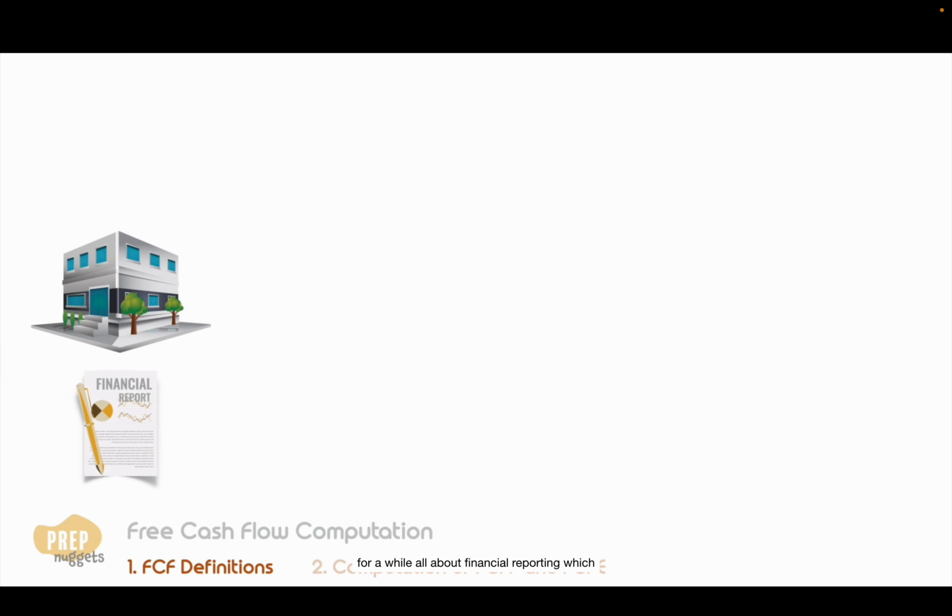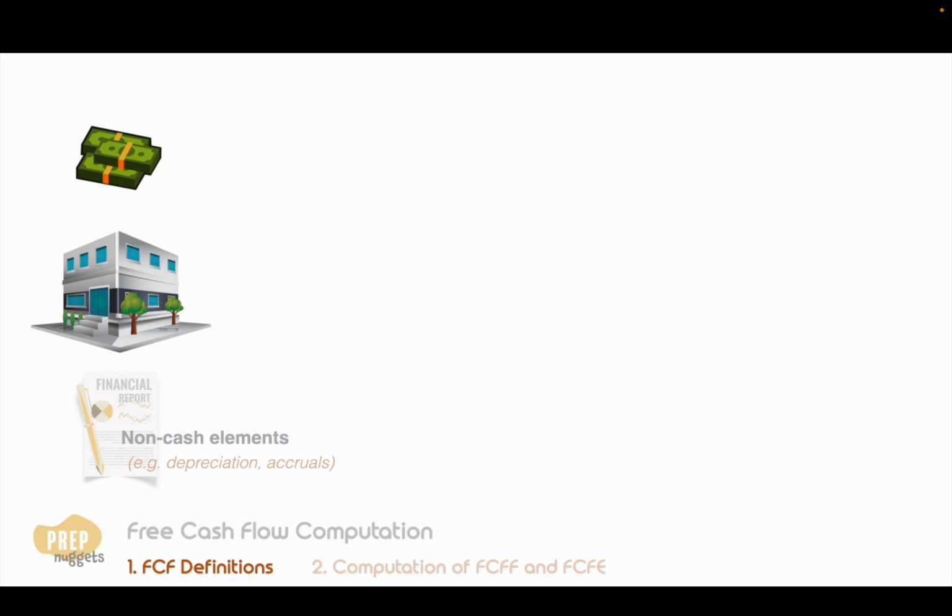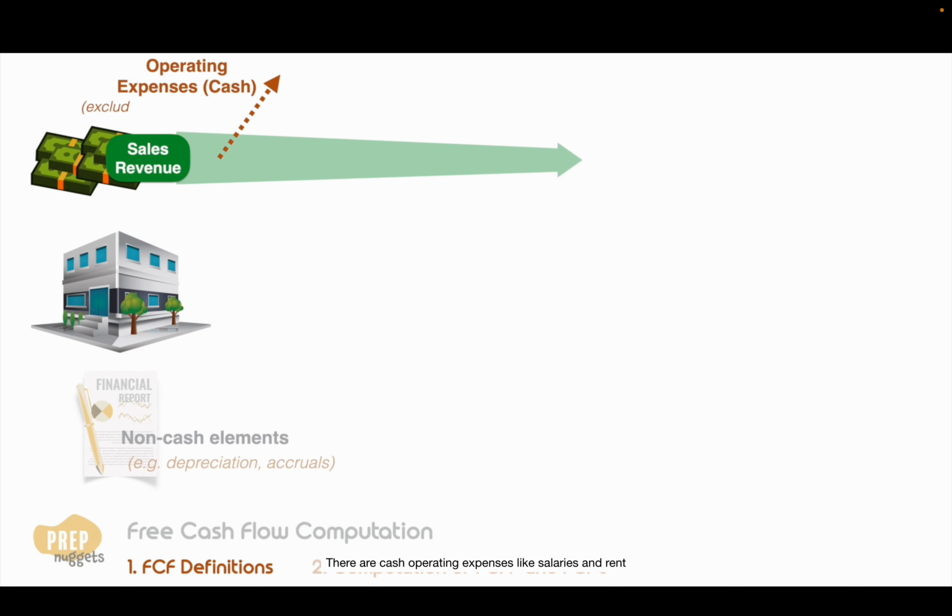Let's forget for a while all about financial reporting, which accounts for several non-cash elements like depreciation and accruals, and just view the company in terms of cash inflows and outflows. When the company makes a sale, cash flows in. There are cash operating expenses like salaries and rent, but this should not include interest expense, as it is a financing cash flow. We'll explain more on this later. Part of the income is taxed, so cash taxes leave the company.